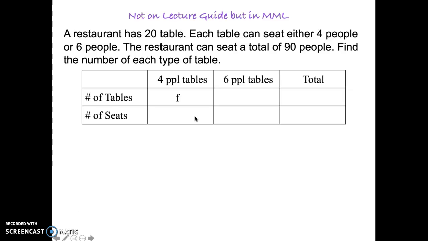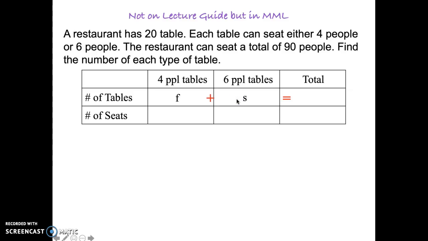I need to define my variables. What is it that we don't know? Well, look in the last equation. It says find the number of each type of table. So I've decided, you can use X and Y, but I decided to let a 4-person table be represented by F and a 6-person table to be represented by S. So this is the number of 4-person tables and the number of 6-person tables.